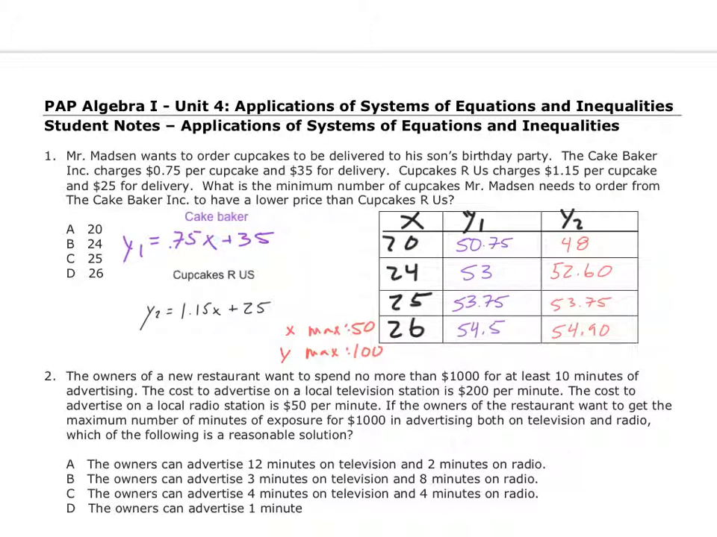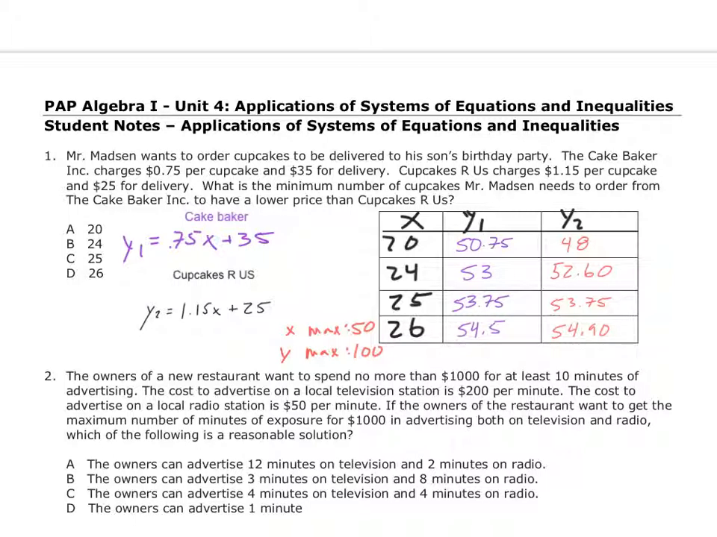And now that we've got our table filled out, we can answer our question. So we can see that whenever we buy 25 cupcakes, it doesn't matter who they're from, it would be the same price. But the question is not asking us when it's the same price. It says, what's the minimum number of cupcakes he needs to order from the Cake Baker to be cheaper than Cupcakes R Us?